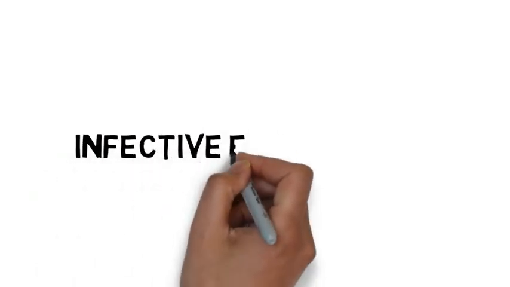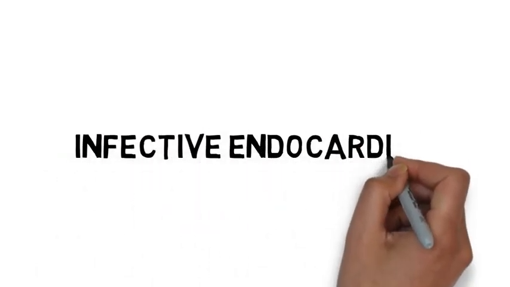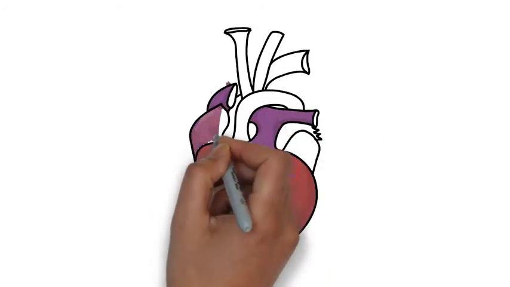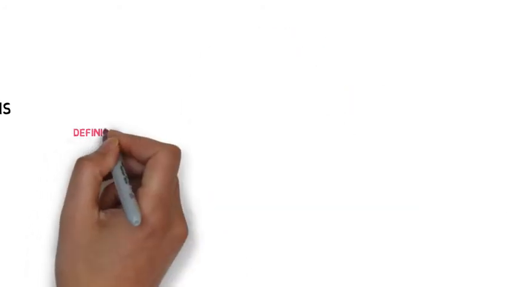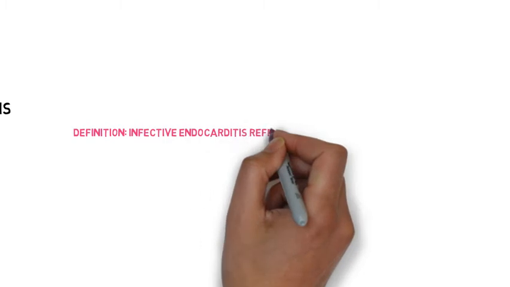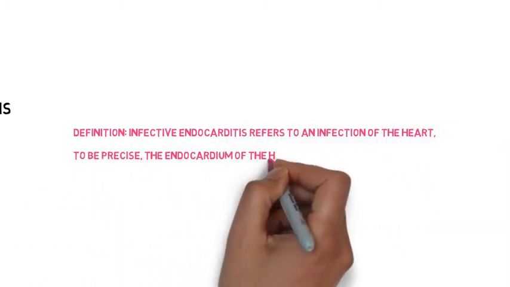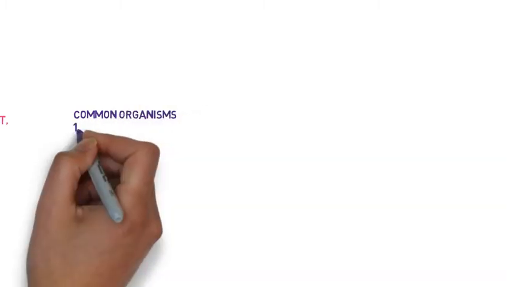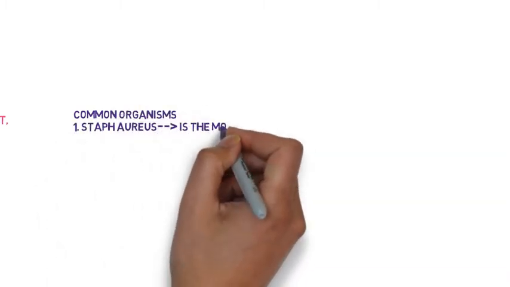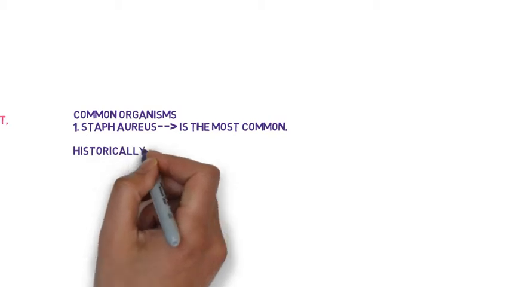Hello, today I'm going to talk about infective endocarditis. This is an infection of the heart, and to be more precise, it affects the endocardium of the heart. The most common cause is Staph aureus, which can enter via peripheral lines, central lines, or the skin itself.